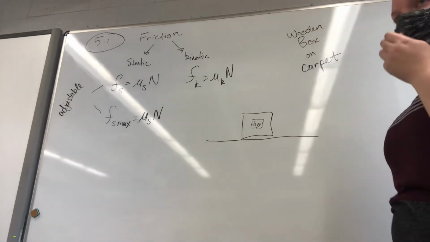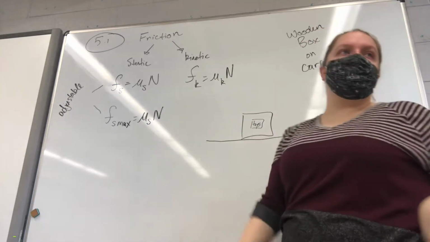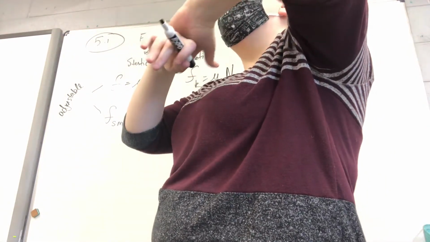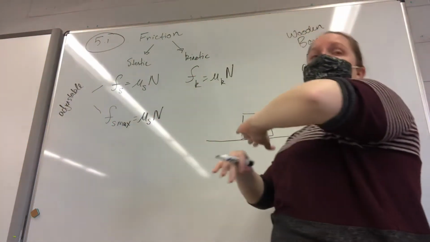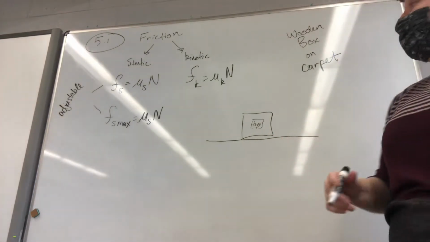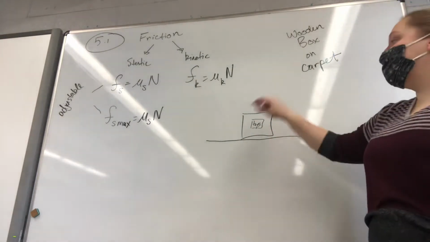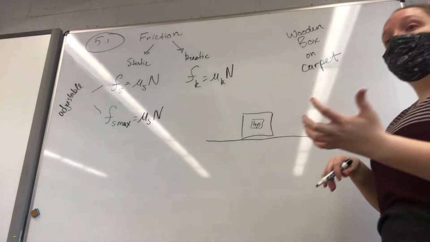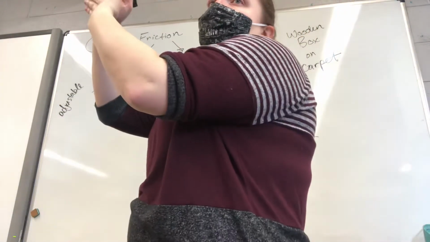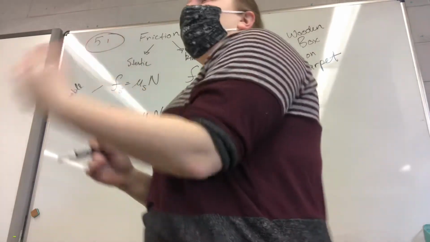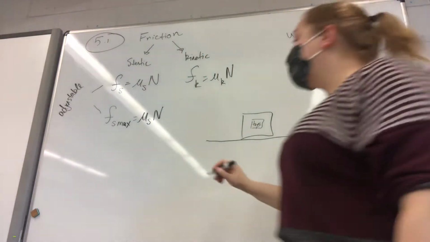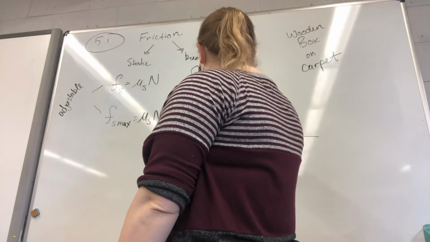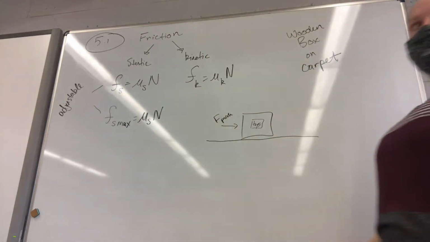Wooden box on carpet. Remember that when we talk about friction, the surfaces matter. What the object that's sliding is made of and what surface it's sliding on matter. We talked about how static friction builds up to a certain point, and then it gets overcome and becomes kinetic friction, right? So for static friction, say this is our F push. Tiny person trying to push the toy box across the room.